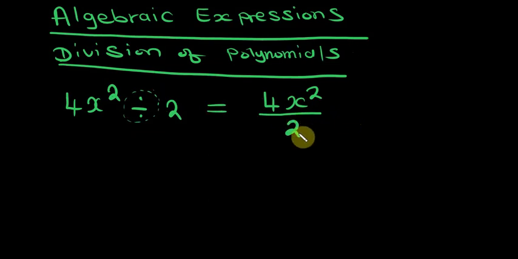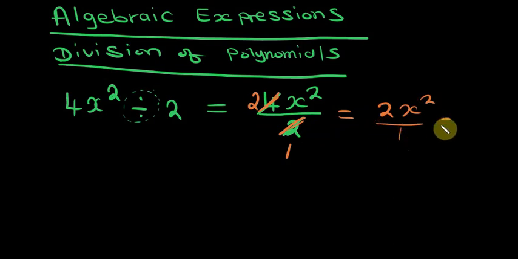So in this case, you would ask yourself, how many times does 2 go into 4? 2 into 4 goes in there 2 times. There is no variable down here, so x squared remains as x squared. So we'll have 2x squared over 1, which is the same thing as 2x squared.